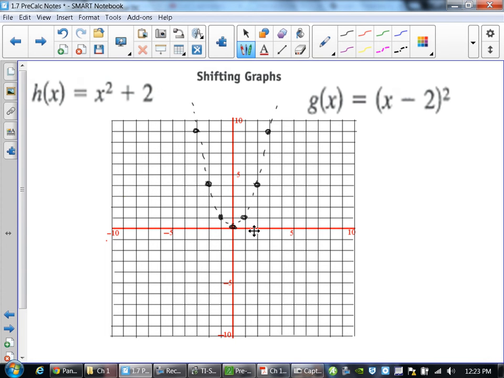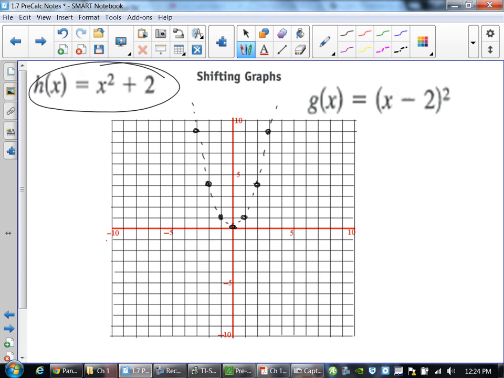So, wait, the g of x is the shift? h of x and g of x are just two other equations that have the same parent function. I'm going to show you guys to remind you what they are doing in terms of the shift. So if I'm looking at x squared plus 2, if I take that parent function, what am I doing to the parent function here? What direction is the parent function moving?